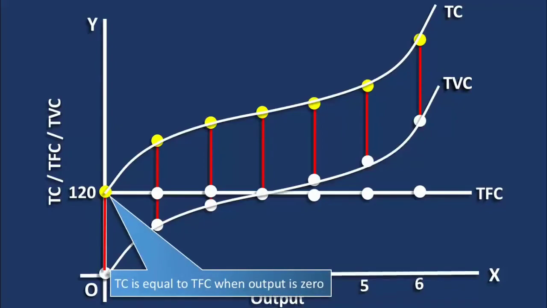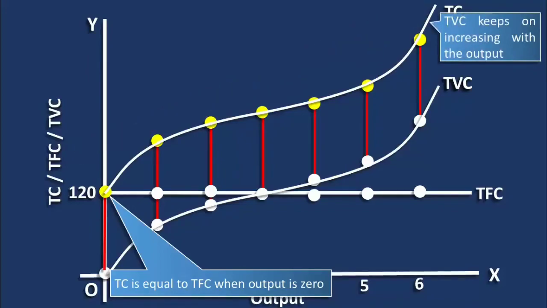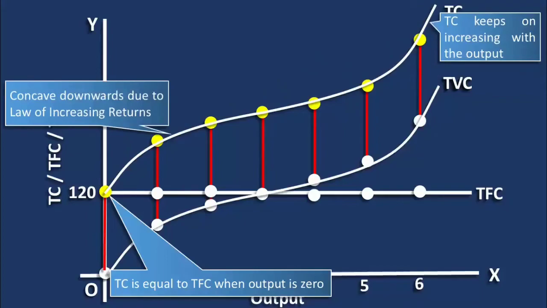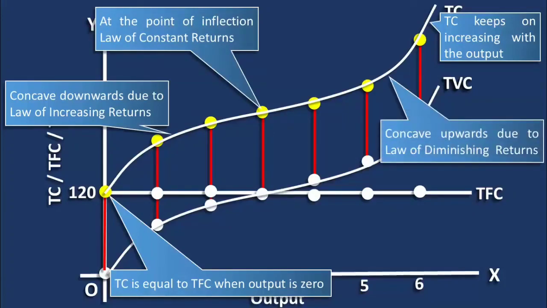Now let us see some of the characteristics of TC curve. TC is equal to TFC when output is 0. From then on, TC keeps on increasing with the output. At the beginning, it is concave downwards due to law of increasing returns. At the point of inflection, the law of constant return operates. After that, it is concave upward due to law of diminishing returns. So this way today we have learned the shape of TFC curve, TVC curve and TC curve under short run.